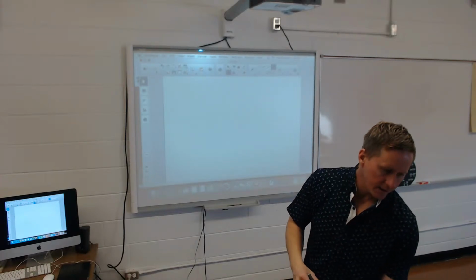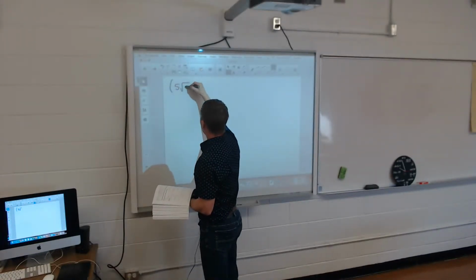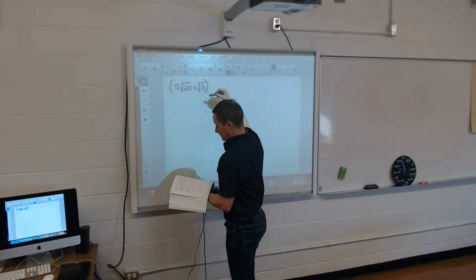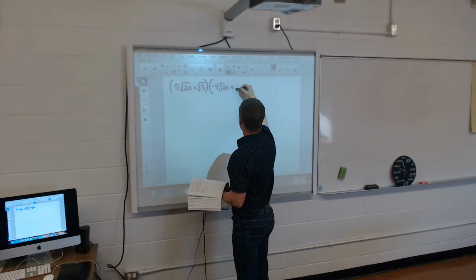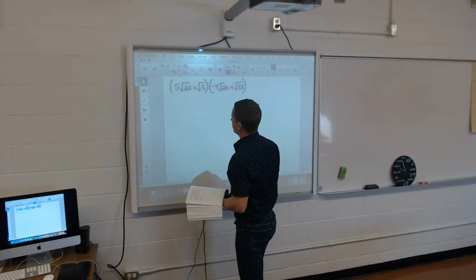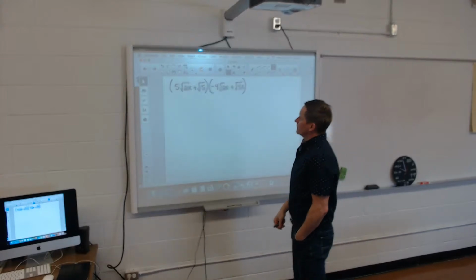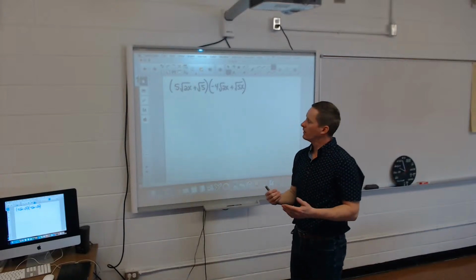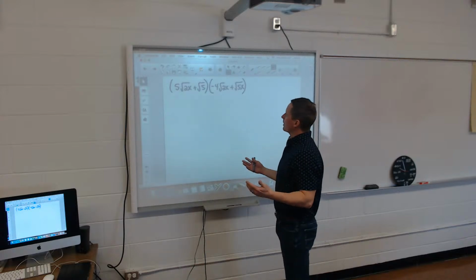Okay. Now the next one is FOIL, because I've got a binomial by a binomial. So 5 square root 2x plus root 5, times negative 4 root 2x plus root 5x. Like that. All right. Okay. So the one thing that this has, it's a lot of work. There's no real fast, simple ways of going through these. So let's start with the first.